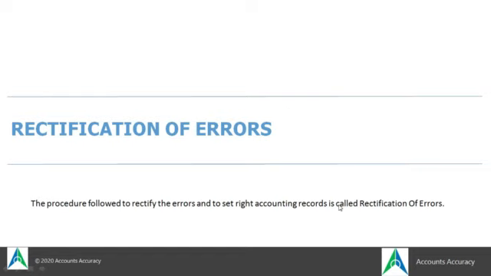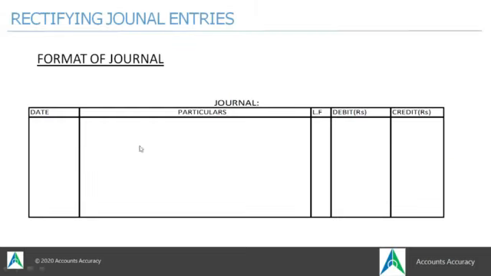Actually, many accountants make a little mistake in their books of accounts, but you should know that even though they make the mistake, they don't cancel or cross it out. Instead, they pass a journal entry as we do in the normal case. The journal entries for rectifying errors are also done in the same format as a normal journal entry.